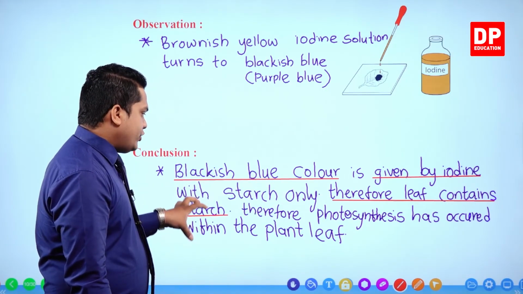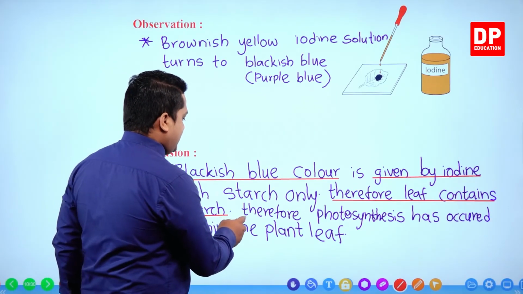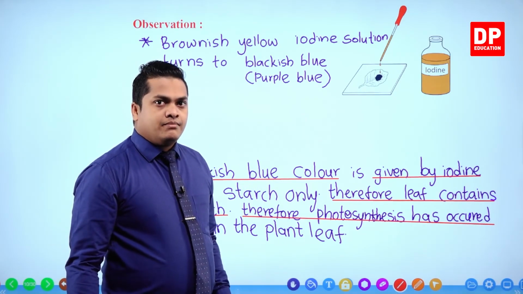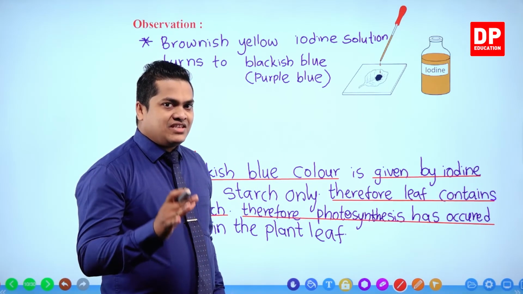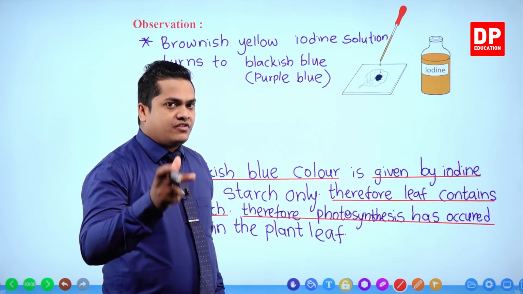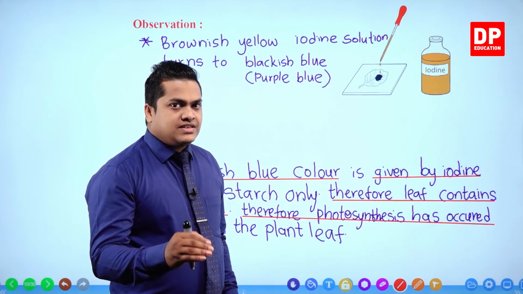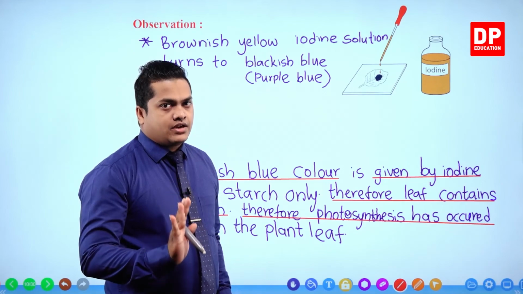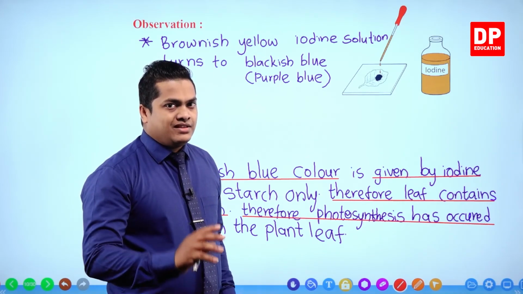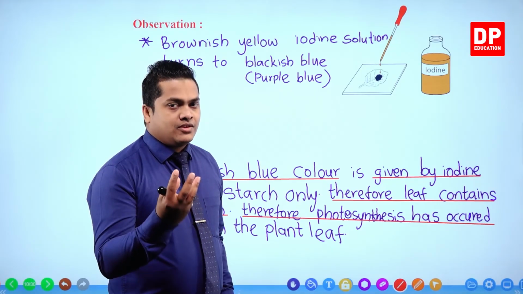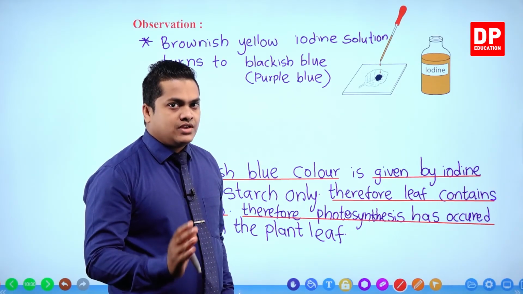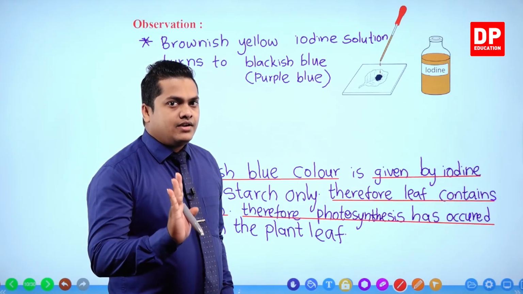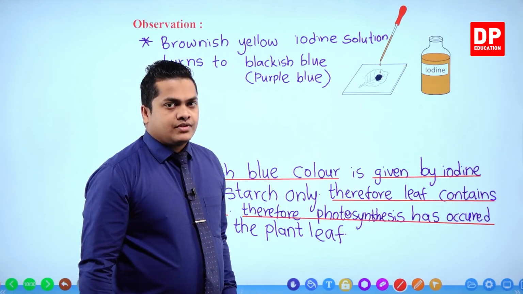If the leaf contains starch, then we can say photosynthesis has occurred. How come? Because glucose is the one responsible for the creation of starch, and glucose is created because of photosynthesis. So my dear children, finally we can conclude from this activity that the leaf has undergone the process of photosynthesis because the leaf contains starch. Starch is created only due to having glucose, right?